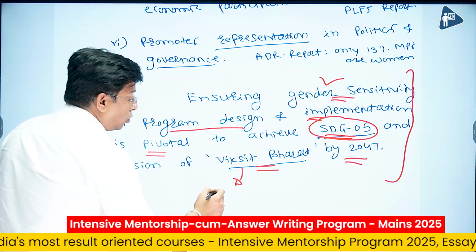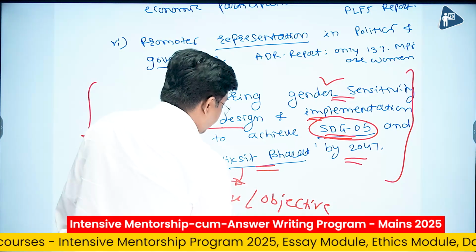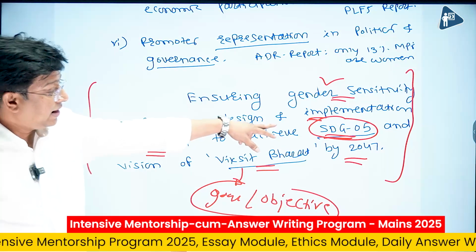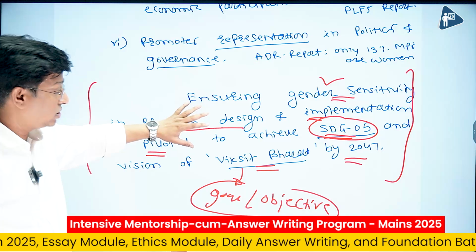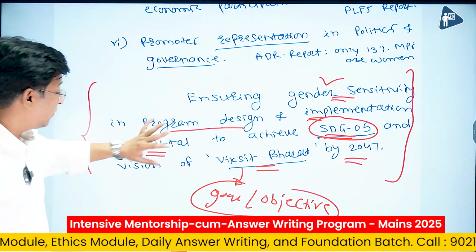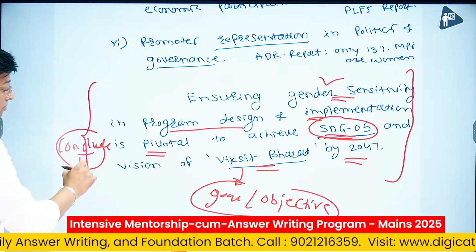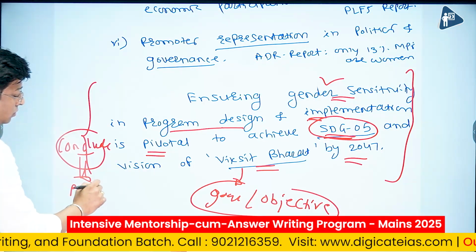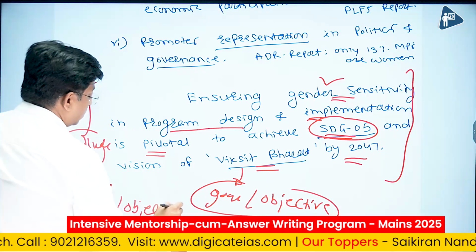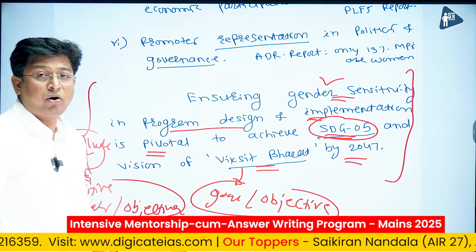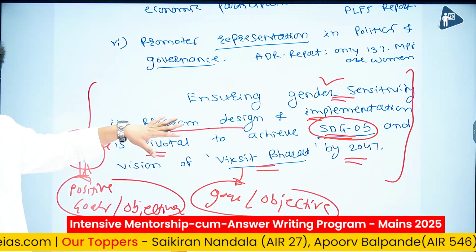So this is some goal or objective set by the government. This is the international objective or goal. What I'm trying to say here in conclusion is, we must conclude by connecting with some positive goals or objectives set by the government. So this is the way to conclude your answer.